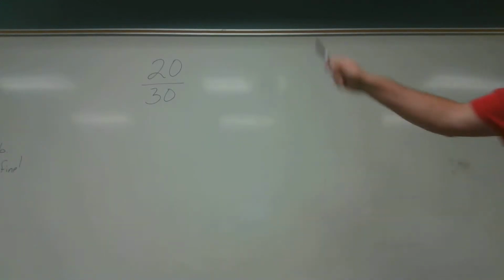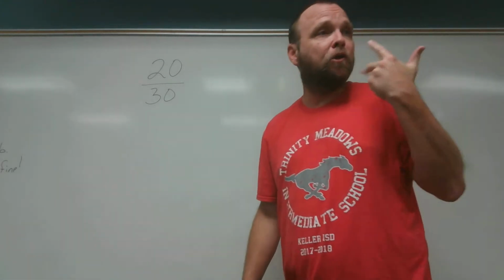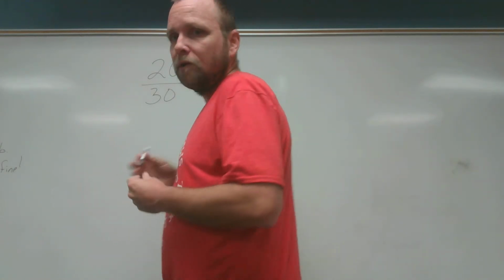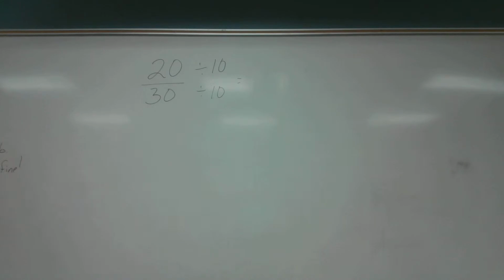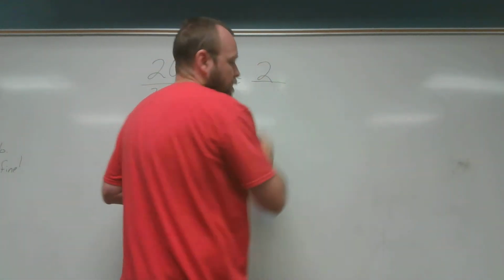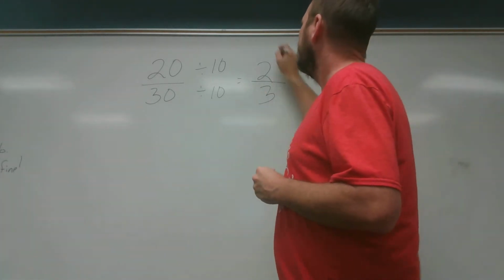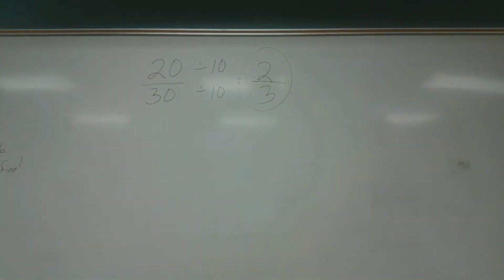Kane, can you think of one number that goes into both 20 and 30? 10. He could have picked 2. He could have picked 5. He could have picked 10. 10 divides evenly into 20 and 30? Kane, 20 divided by 10 is? 2. Kane, 30 divided by 10 is? 3. Yay. So you should have gotten 2/3 on all 3 of them.